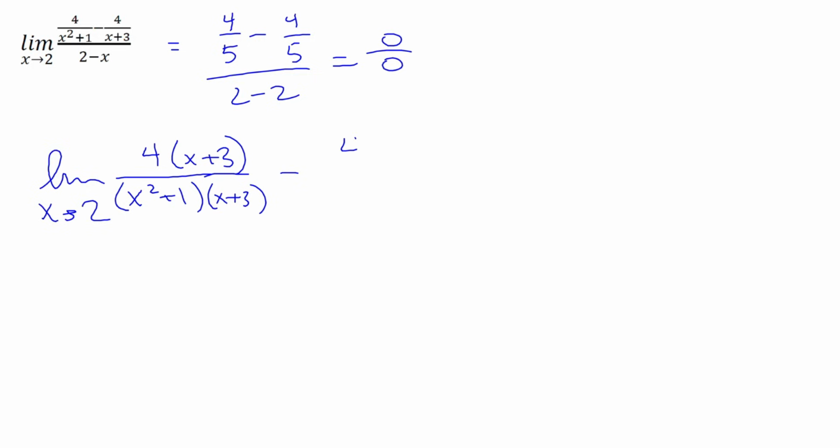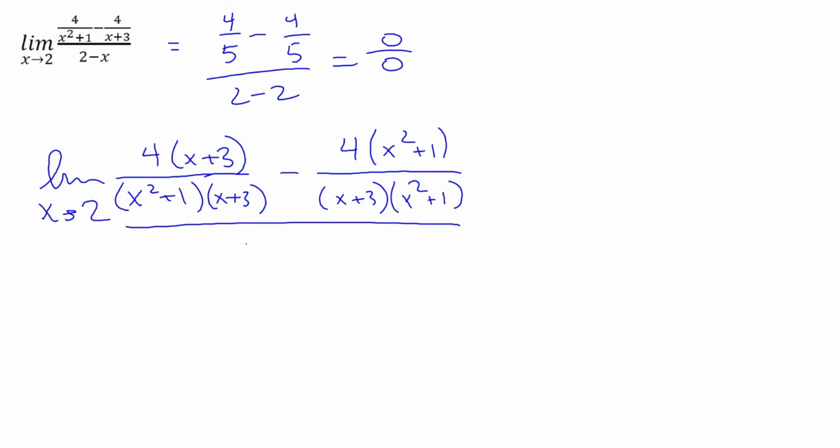And then we'll have -4, and that one had an x plus 3, but it needs to have an x squared plus 1 also, so we'll multiply by x squared plus 1. And in the denominator, we still just have 2 minus x. Now we can combine those fractions together, and we'll end up with 4 times x plus 3, which is 4x plus 12.